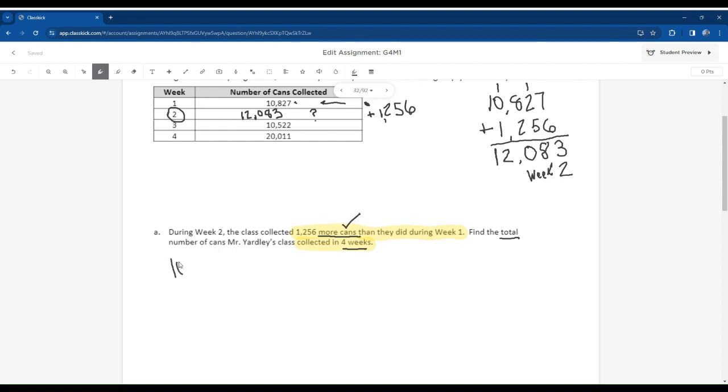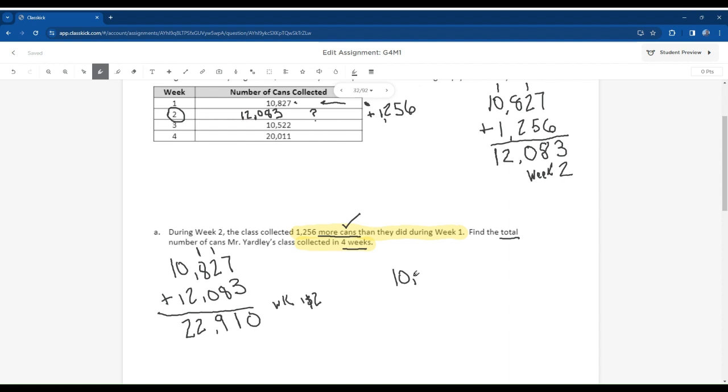So for week 1 and week 2, we would take 10,827 plus 12,083. Go ahead and do that quick. 7 plus 3 is 10. Down to 0, carry the 1. 8 plus 2 is 10, plus 1 more is 11. So bring down the 1, carry that 1. 1 plus 8 plus 0 is 9. 0 plus 2 is 2. And 1 plus 1 is 2. So this is the week 1 and 2 sum.